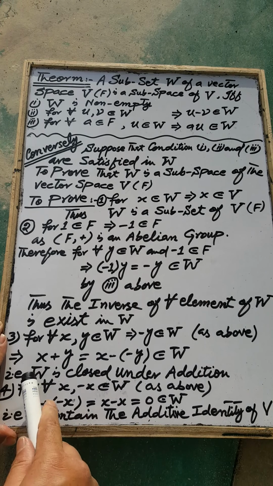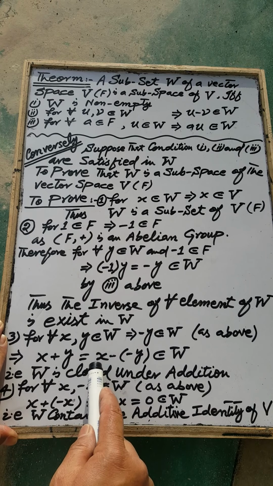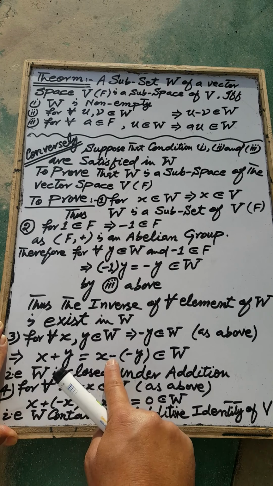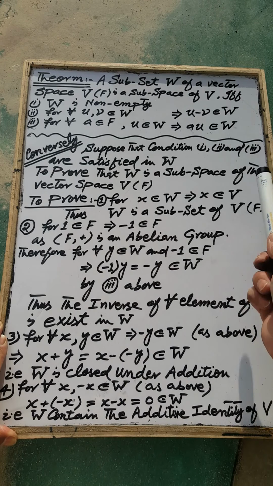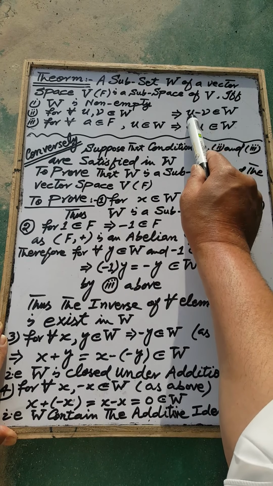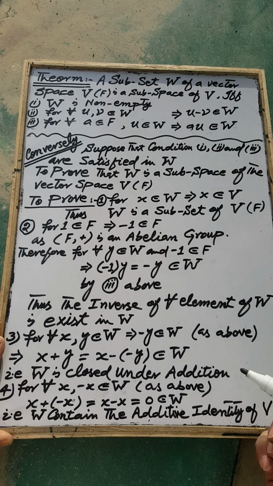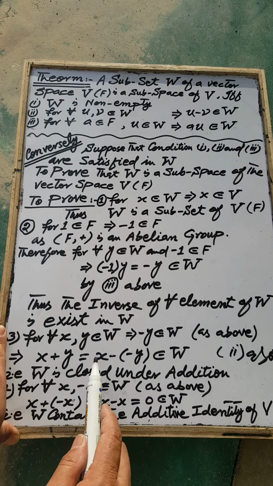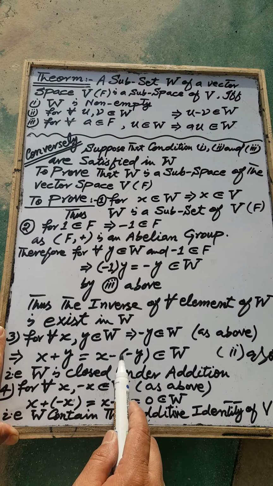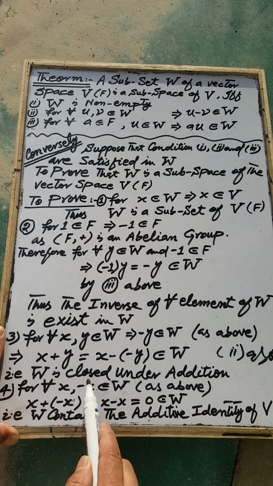Now, x plus y can be obtained from the addition of x and minus y, that is x minus y, according to the condition that if u and v are any two elements of W, then the difference of these two elements is contained in W. According to the second property above in the hypothesis, x minus y is contained in W, that is W is closed with respect to the binary operator addition.